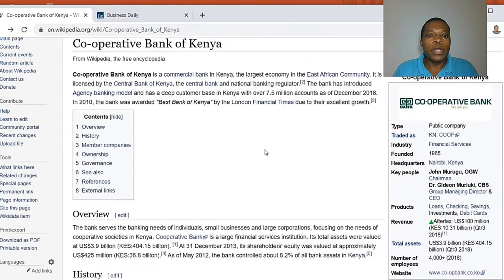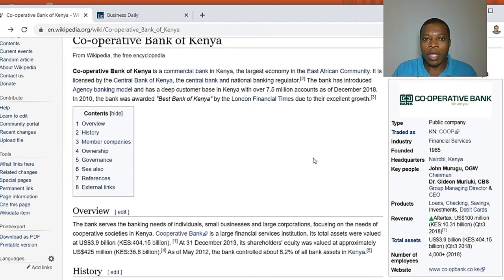So in brief, Cooperative Bank of Kenya is a commercial bank in the largest economy of East Africa, and it is licensed by the Central Bank of Kenya, which is the national banking regulator. The bank has introduced the agent banking model. If you're in East Africa or Uganda, you know the agent banking model. If you have an account, you can transact without necessarily going to the bank because they have agents, even in rural areas, which is a good way of attracting customers.